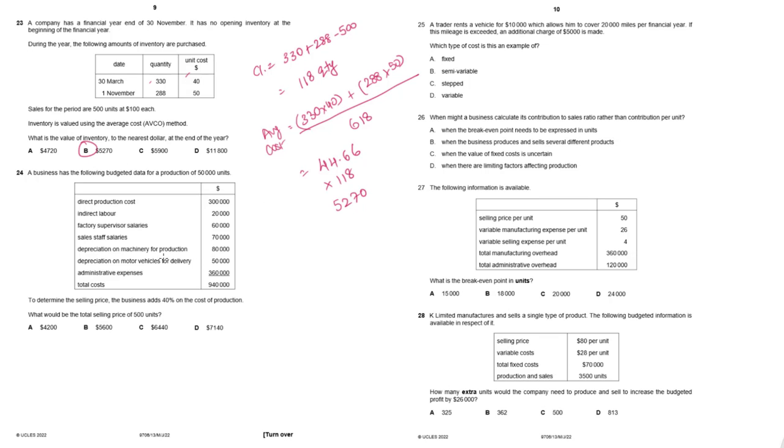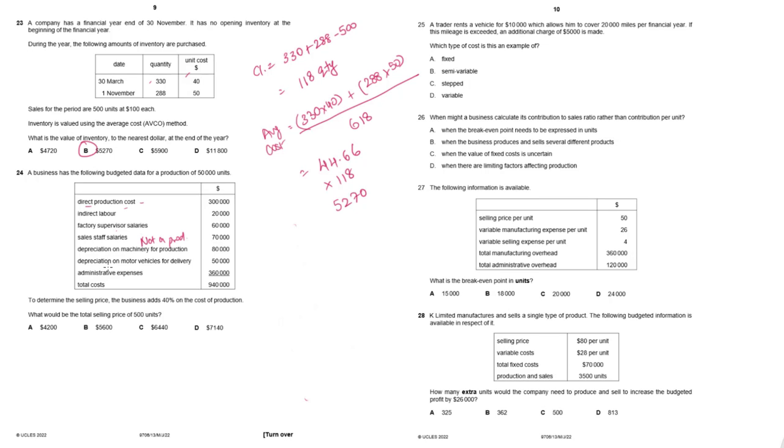23B. 24. A business has the following budgeted data: direct production cost. So direct production cost means it includes all the direct costs: direct material, direct labor, and all other direct cost. Indirect labor, that's an indirect production cost, or you can call it factory overheads. Factory supervisor salary, this is also indirect production cost. Sales staff salary, this is not a production cost.